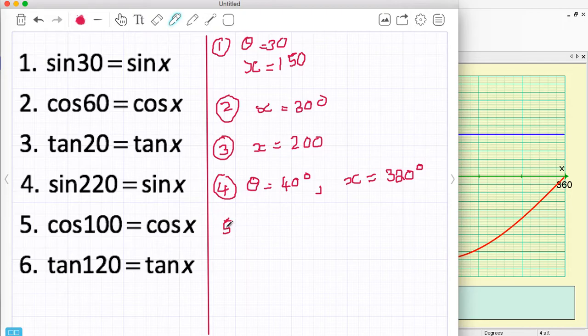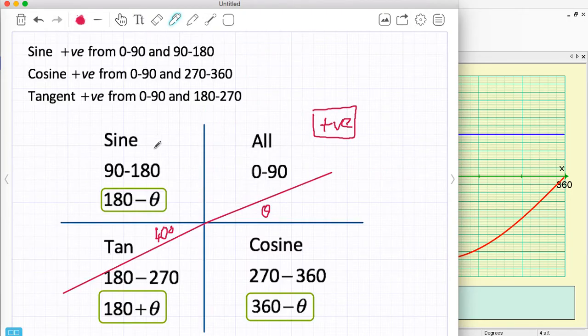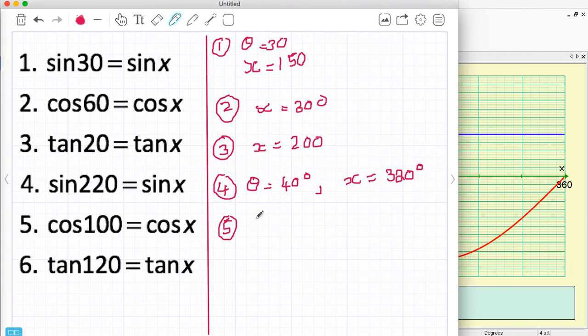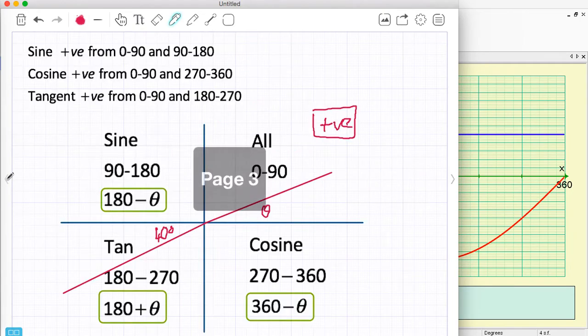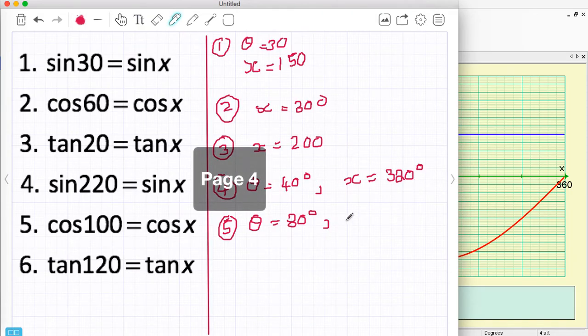Number 5, it's the same idea. Cosine is 100, so I'm going to go to where 100 degrees is. It's here. How did I get the 100 degrees? 180 minus something is 100. I took off 80. So I think of my theta being 80 degrees. I think where else is cosine negative? It's also negative here, and I've got to do the 80 degrees added on to 180 to give me 260.